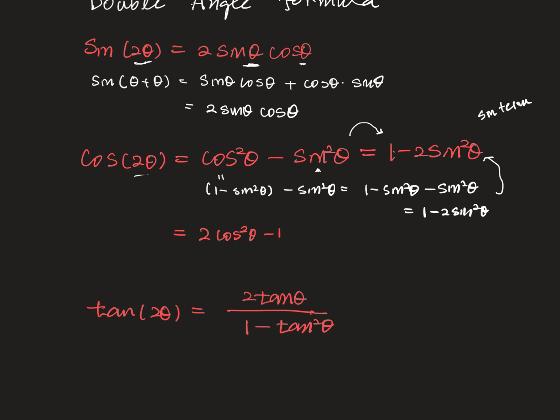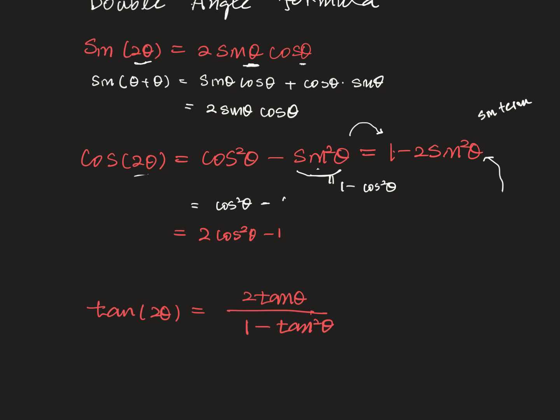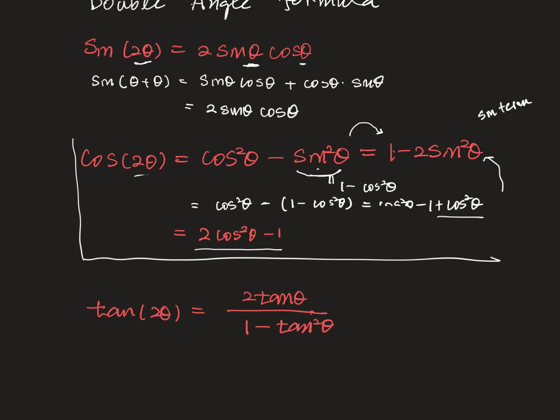Same thing with another example. Look at this one, which is in terms of sine. This time we're going to change this term: sine square theta is 1 minus cosine square theta. So this is cosine square theta minus 1 minus cosine square theta. Distribute the negative: cosine square theta minus 1 plus cosine square theta. So it's 2 cosine square theta minus 1. This is a very important double angle formula. You're going to use it a lot.